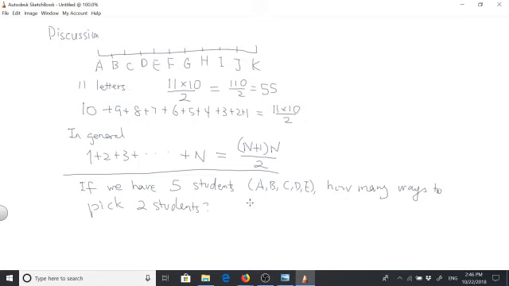So how do you count the number of pairs? Well, you count the first student you can pick, you have 5 choices. And the second student you can pick, you have 4 choices. But the order you pick doesn't matter. If you pick A first, B second, it's the same as you pick B first, A second. Because order does not matter, you need to divide by 2 to account for the double counting. So that's 20 divided by 2 equals 10. Okay? Alright. So you should be able to do the problem if we have 10 students. How many ways to pick 2?